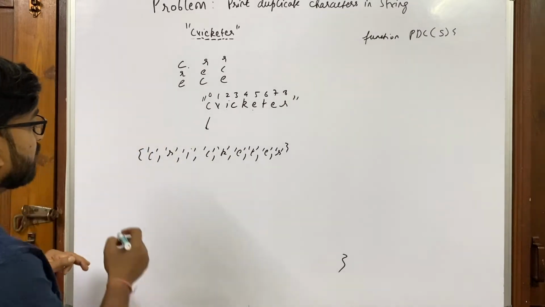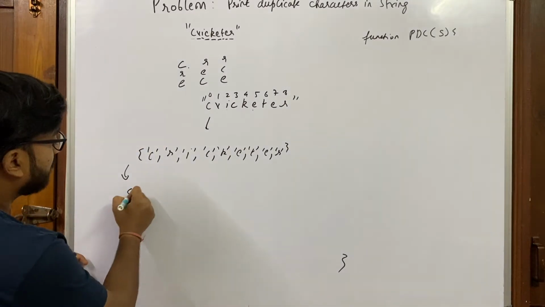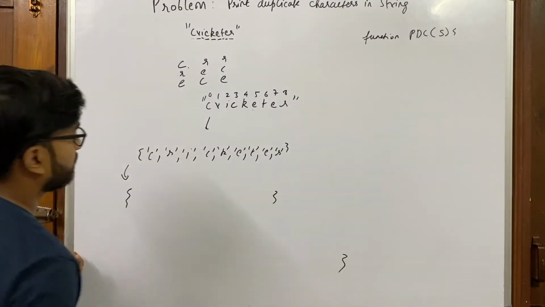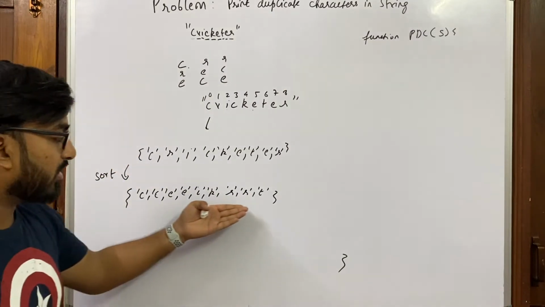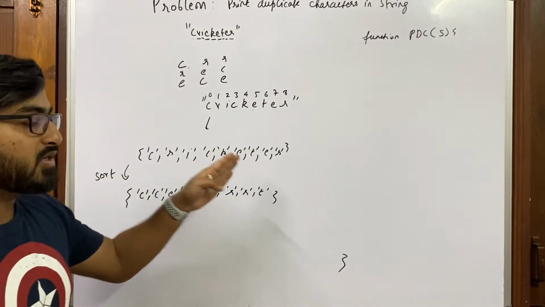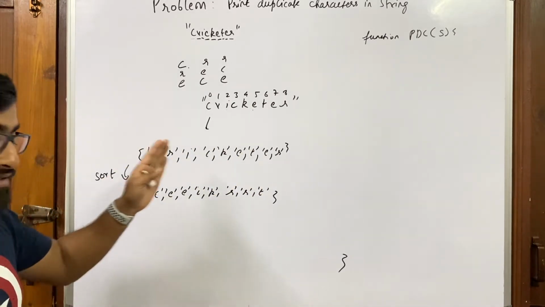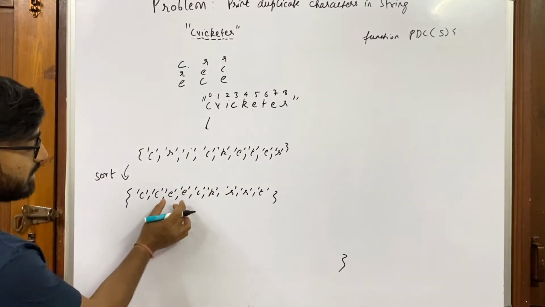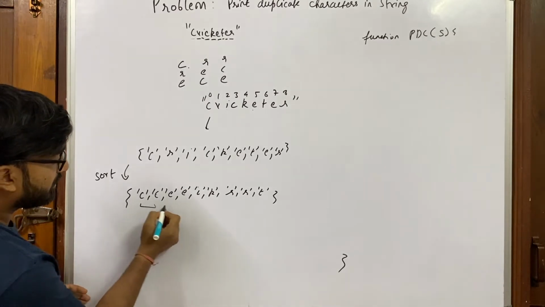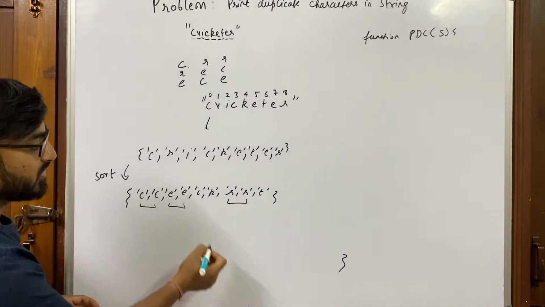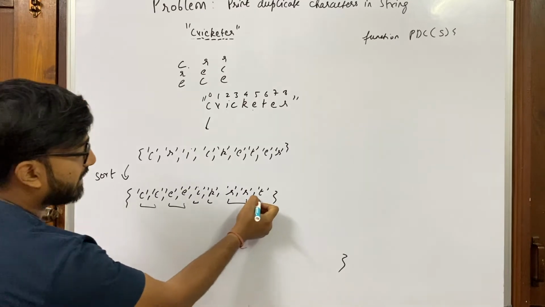So the first thing we need to do is sort this. If we sort this, our array becomes something like this. We sort this array in ascending order. This brings all the equal values together. Even if you sort this in descending order, the idea still remains the same. You have to bring all the equal values together. So C comes together, E comes together, R comes together. Okay, all copies of I, K and T are together.